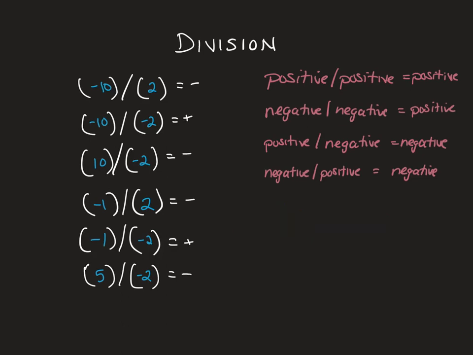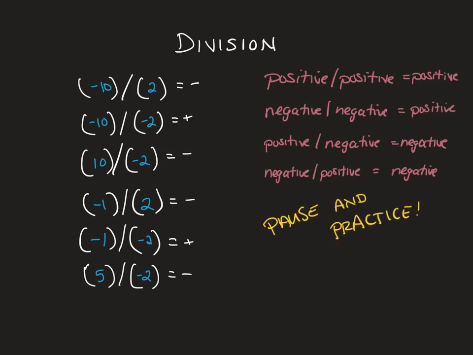We start with negative 10 divided by 2. We have 1 negative, so the result will be negative. We then have negative 10 divided by negative 2. 2 negatives cancel out. We'll have a positive result. Then 10 divided by negative 2. 1 negative, so we'll have a negative result. Then negative 1 divided by 2. That'll give us also a negative result. Negative 1 divided by negative 2 is going to give us a positive result because the 2 negatives cancel out. And we've got 5 divided by negative 2, so our result will be negative.